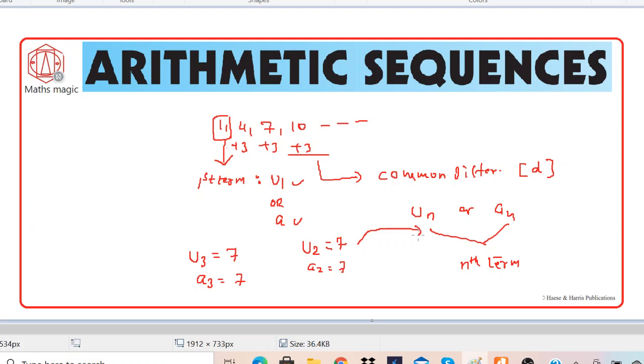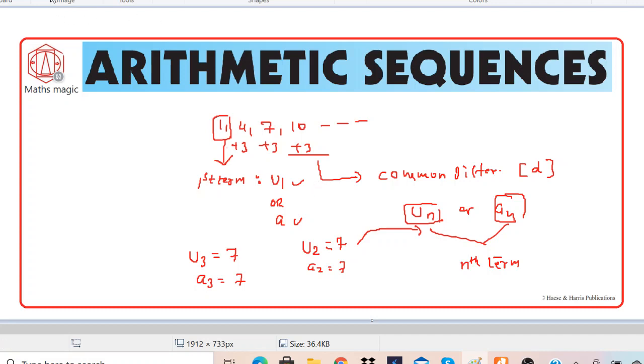Now you can understand this part. If you want to show the nth term of that particular sequence, then you can use UN or AN. So basically we use this UN or AN to represent the general format of that sequence. I think these terminologies are clear now.